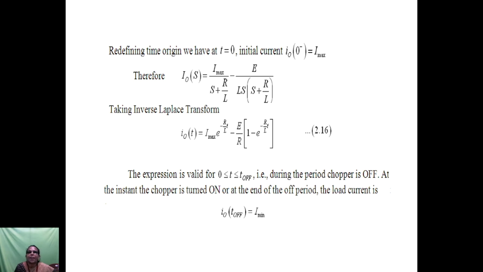So I0 of S is equal to I maximum divided by (S plus R by L), minus E by L into S into (S plus R by L). Taking the inverse Laplace transform, I0 of T is equal to I maximum into e power minus R by L into T, minus E by R into (1 minus e power minus R by L into T). This expression is valid for T equal to 0 to T off, during the period the chopper is in the off time. So, at the end of the off time, I0 of T off is equal to I minimum.